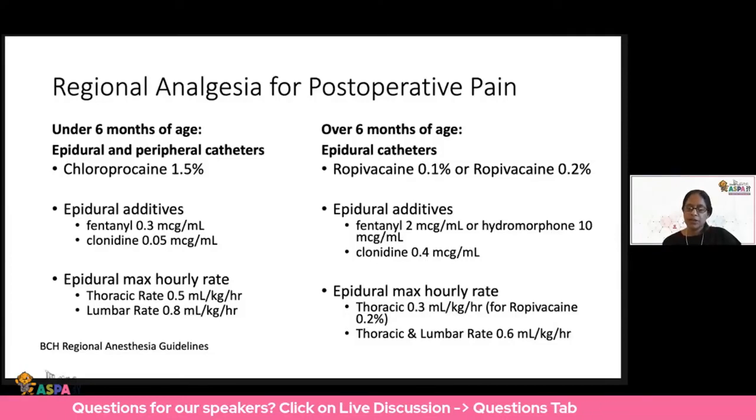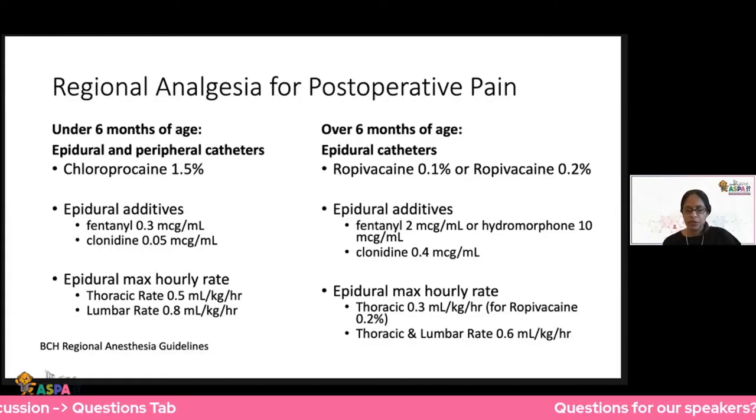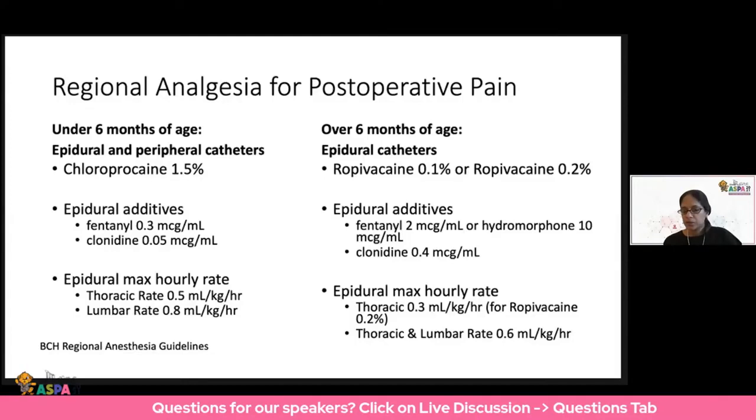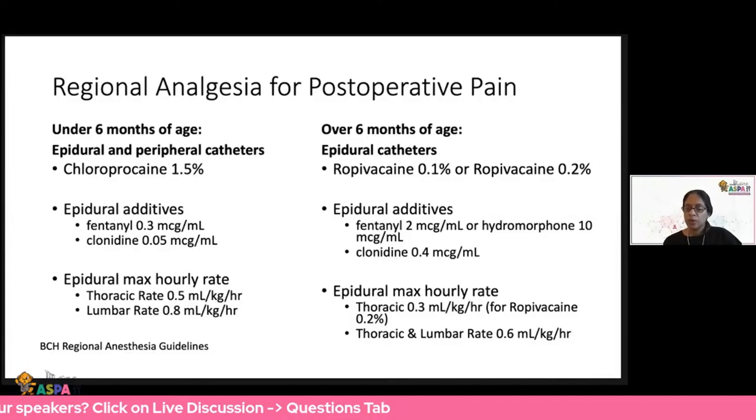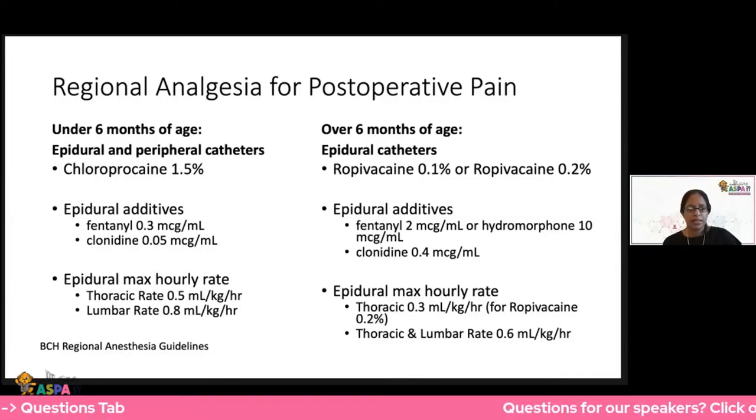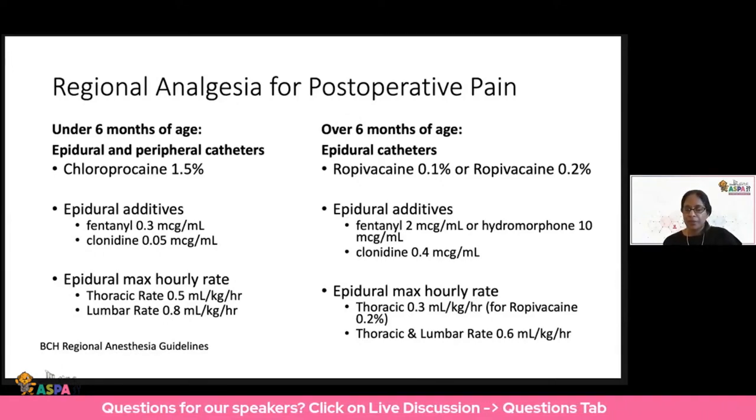On the right side of the screen, you can see for ages 6 months and over, our guidelines for epidural infusions. On average, we use ropivacaine 0.1% and sometimes 0.2%. And again, we can have additives of opiates such as fentanyl and hydromorphone, and additionally, we can add in clonidine. The rates are actually slightly lower for the older children.